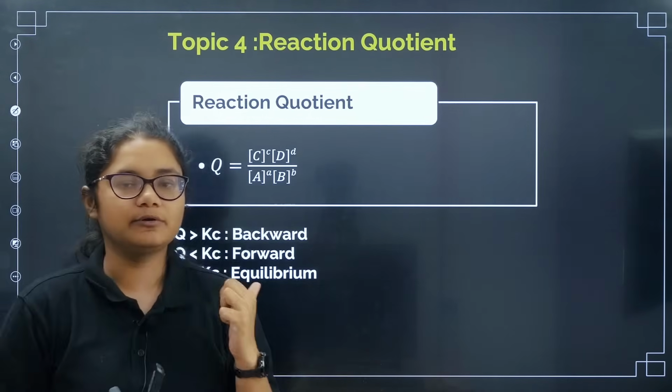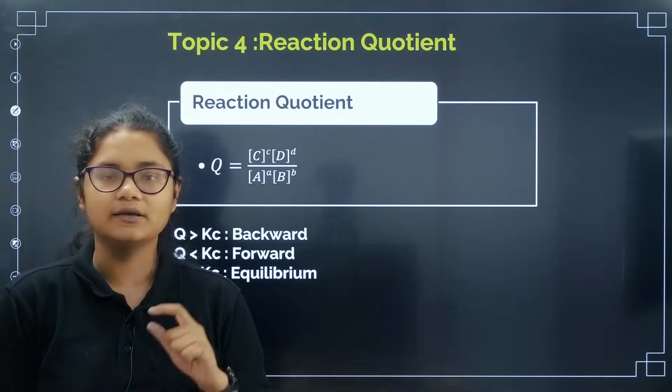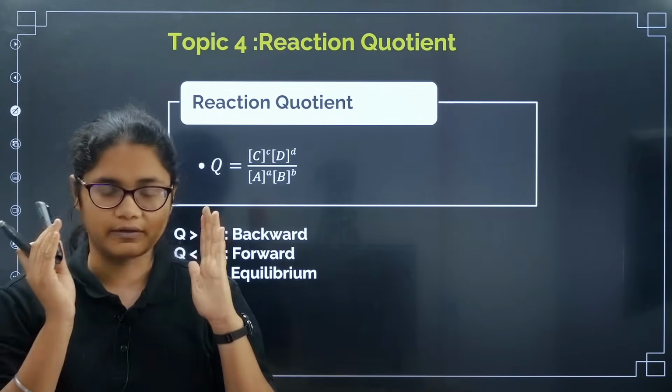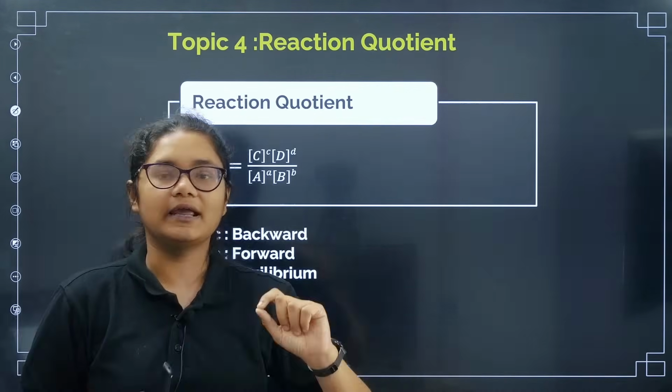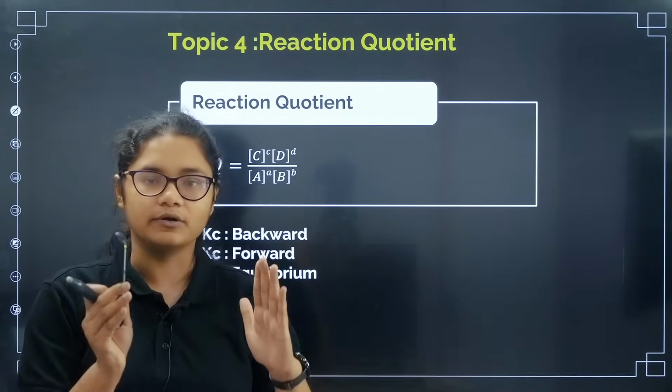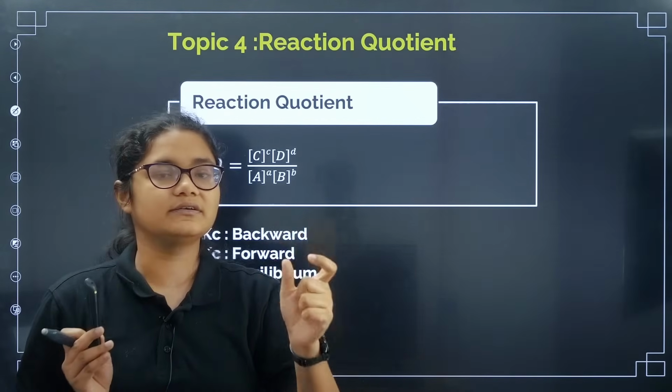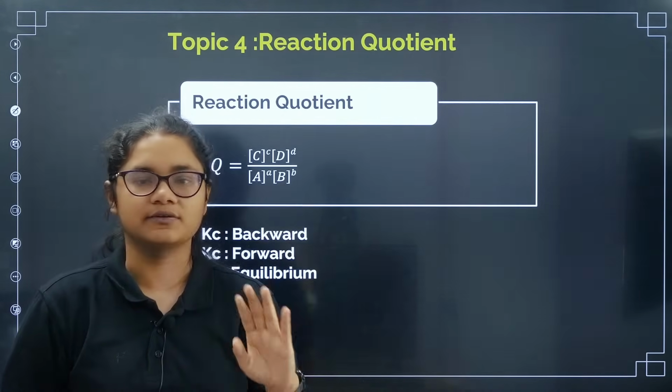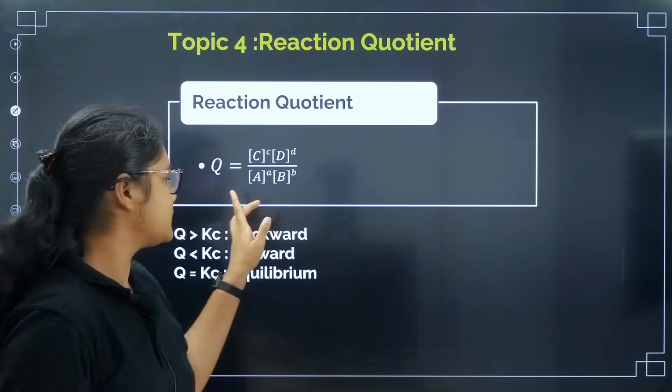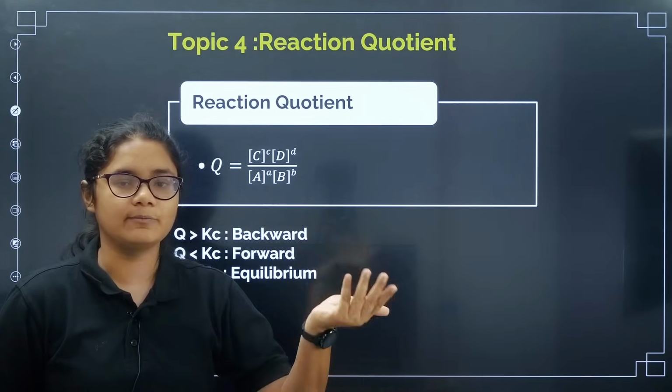Okay. Now, let us go to the next one, reaction quotient. So, what is the difference between equilibrium constant and reaction quotient? For the equilibrium constant, when you take the concentrations, the reaction has already reached equilibrium, and the concentrations are the equilibrium concentrations of the reactants and products. But reaction quotient uses the concentrations at any point in time t.